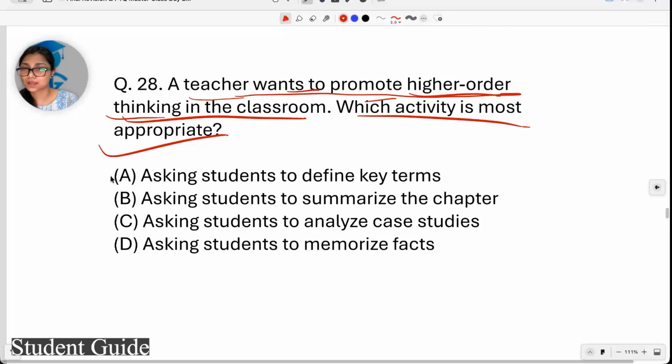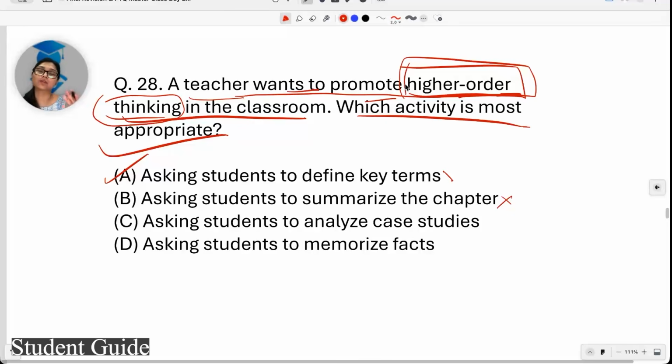Option A is asking students to define key terms. Not much promising. Next one is asking students to summarize the chapter. No, because it is asking for higher order thinking. It means there should be some analysis, explanation type of things. Whenever you see higher order thinking, you need to take it for higher level students. For example, there may be college level students, so there should be some terms regarding analysis or something like that. Option C is asking students to analyze case studies.